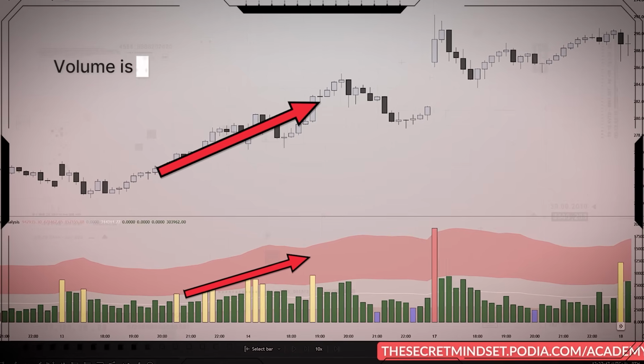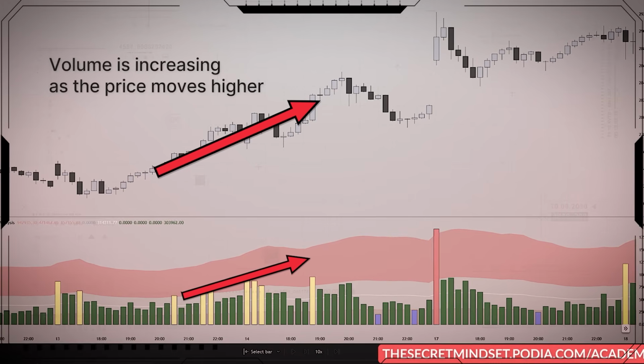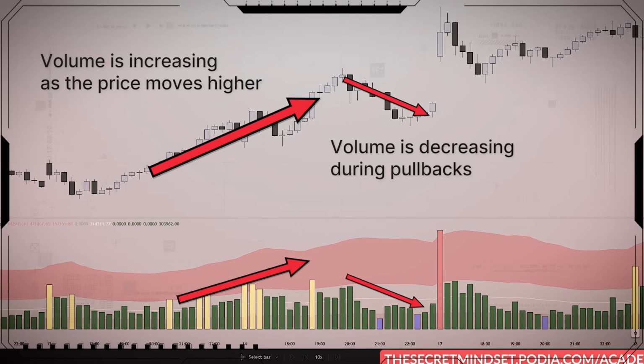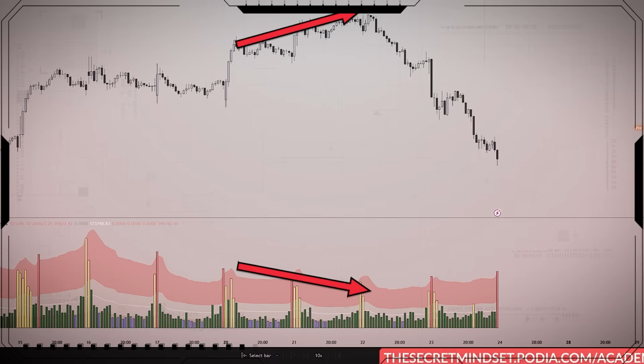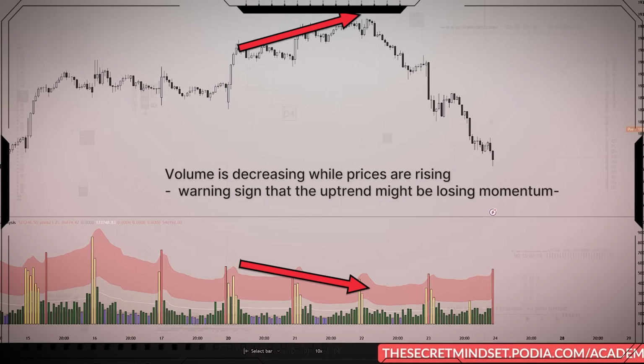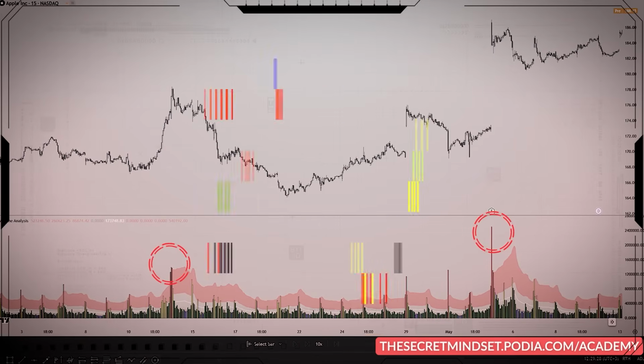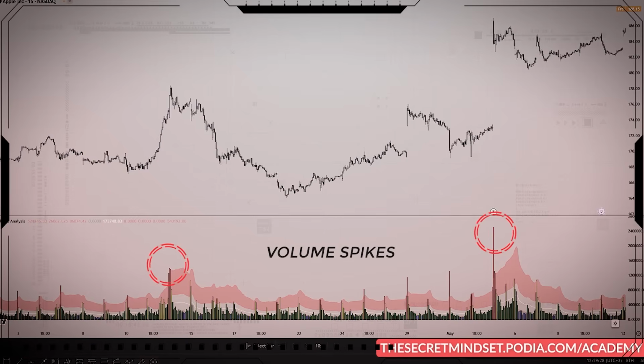In an uptrend, you want to see volume increasing as the price moves higher, and you want to see it decreasing during pullbacks. If volume is decreasing while prices are rising, it's a warning sign that the uptrend might be losing momentum. Another important thing to watch for is volume spikes at certain price levels.